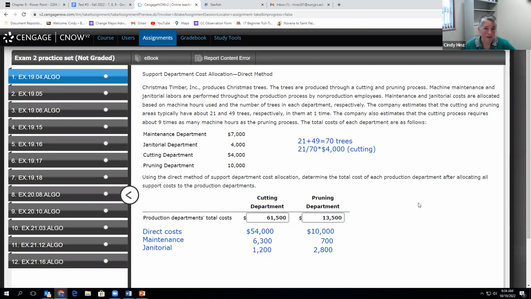And so that's the direct method. Definitely the simplest. Order doesn't matter because we're allocating only the support departments to the production departments. We don't allocate support departments to any other support departments.